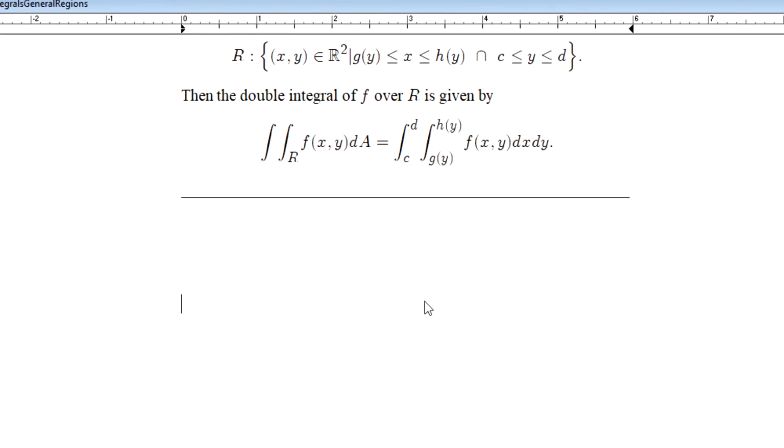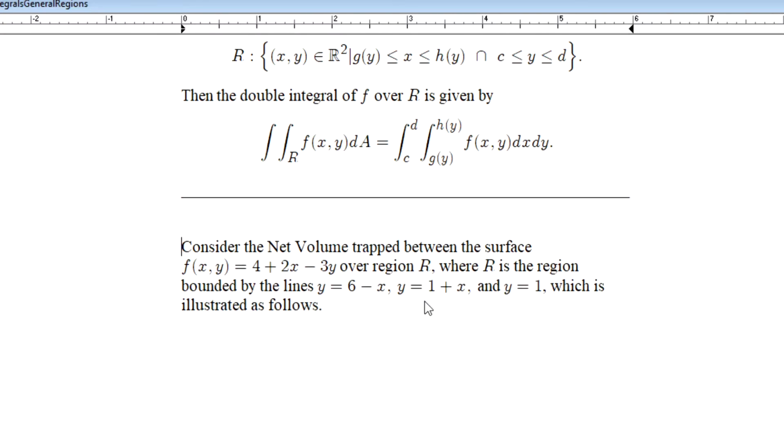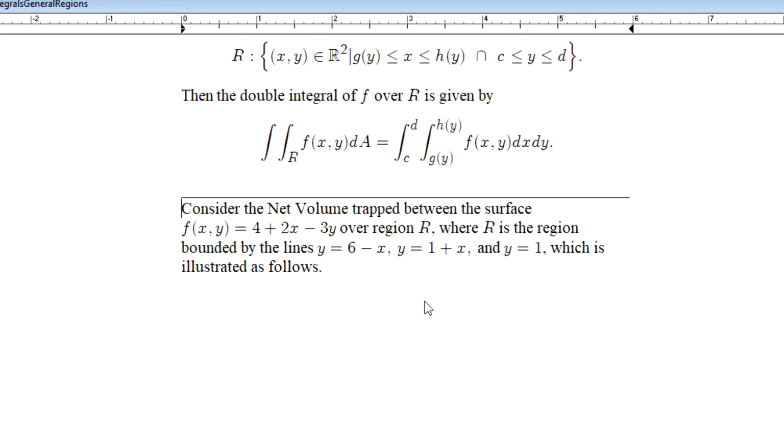If we consider a particular example, right? I do highlight an example here illustrating the importance of perhaps wanting to consider this orientation versus the other. If you note here, I say consider the net volume trapped between this surface, 4 plus 2x minus 3y, over a region R, where region R is the region bounded by the lines y equals 6 minus x, y equals 1 plus x, and y equals 1. Right, which would be illustrated as follows.